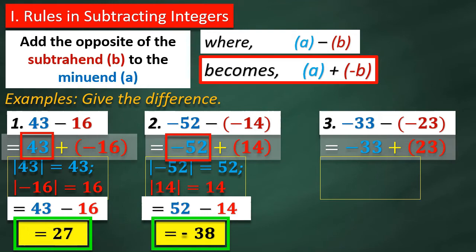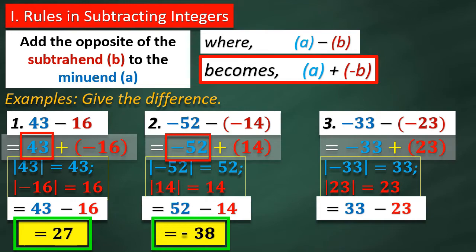Then, recall the addition rule on integers with different signs. We first get their absolute values. Then subtract it. Lastly, we copy the sign of the integer with greater absolute value. The final answer is negative 10.